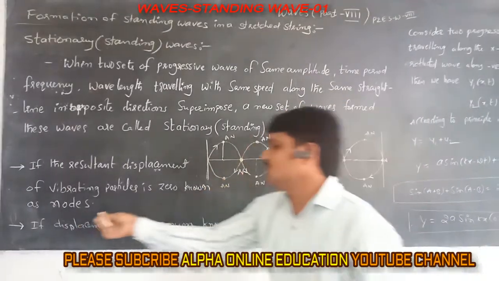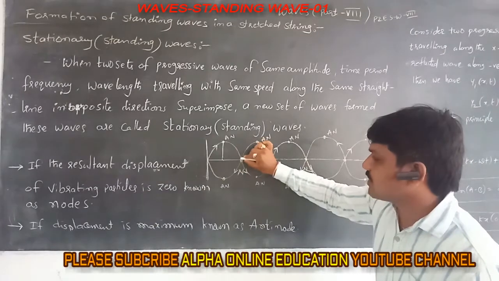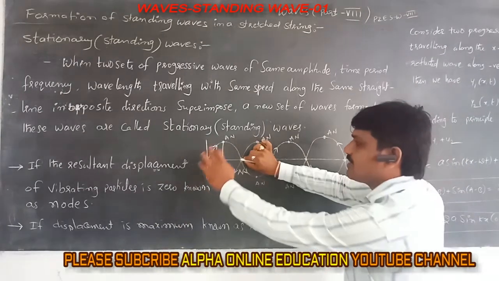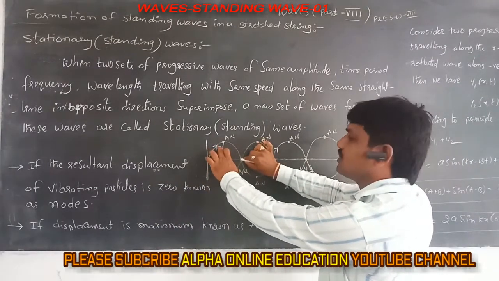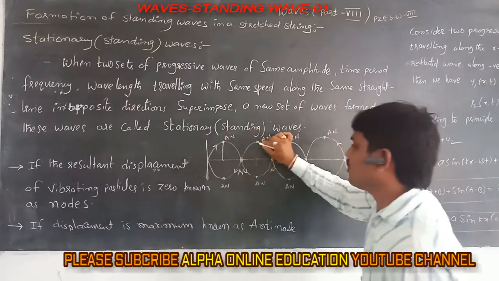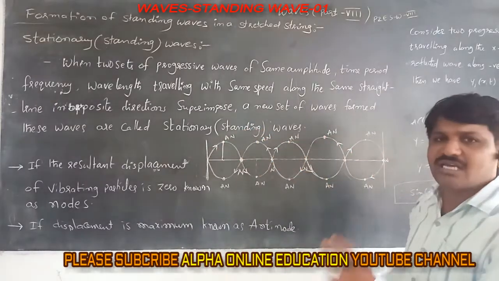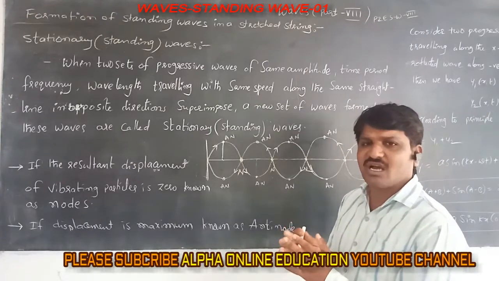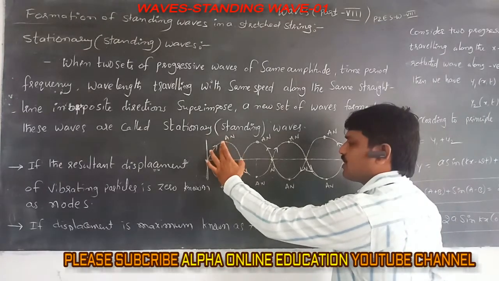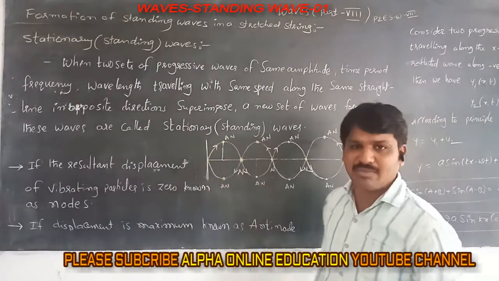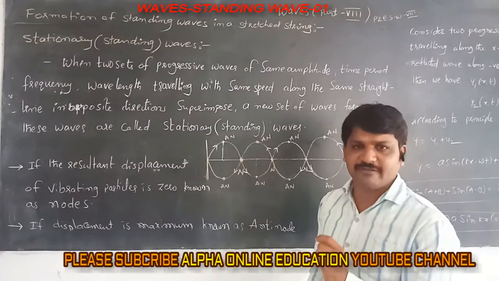Here the nodes and antinodes are already denoted. This position is a node position and this position is an antinode position. So whenever we have node, antinode, node, antinode, the distance between consecutive antinode and node is lambda by 2, which is called half wavelength.